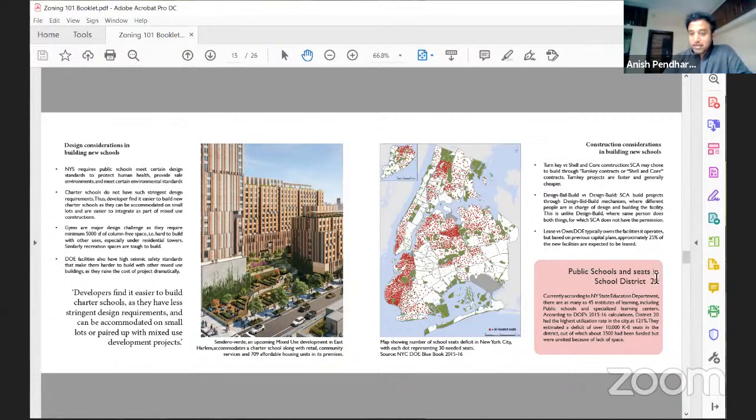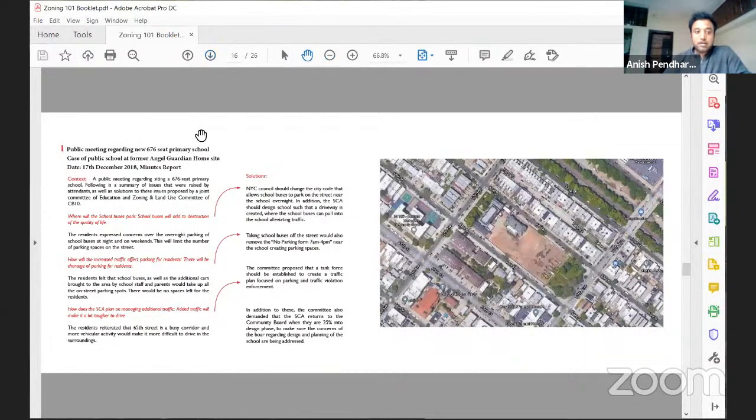I guess it's a misprint here. Should be District. And then again a case study of a public hearing regarding the new school.